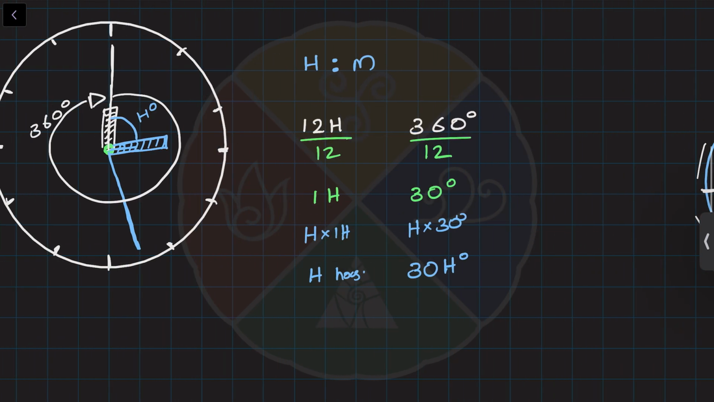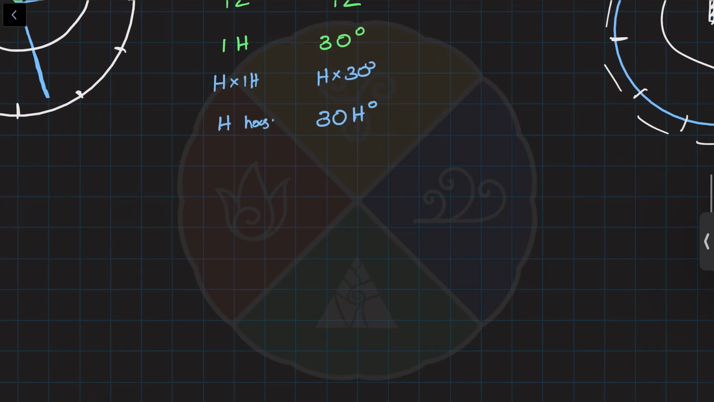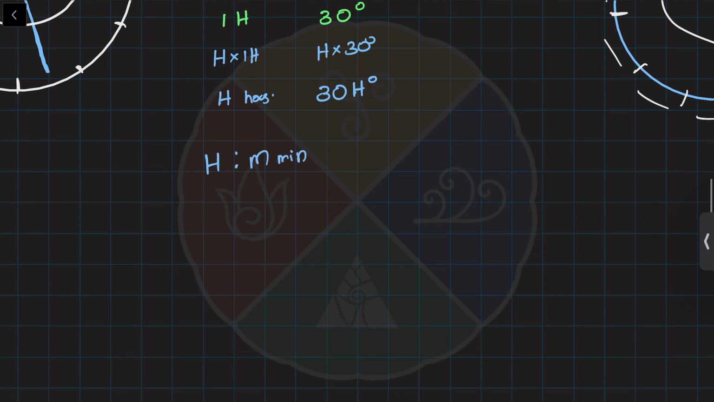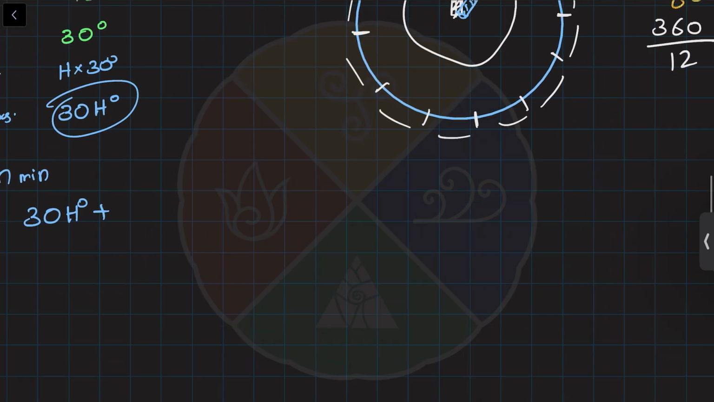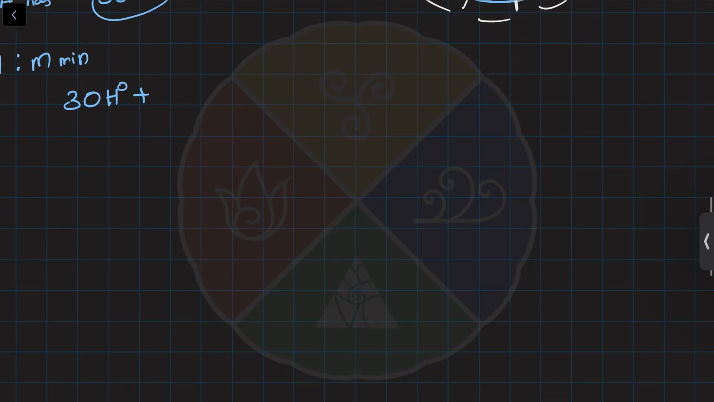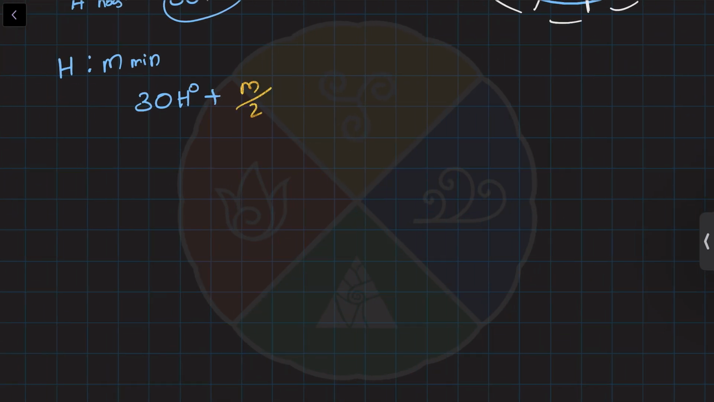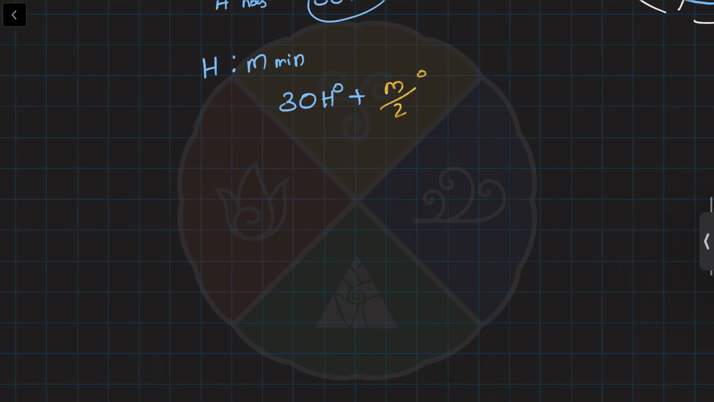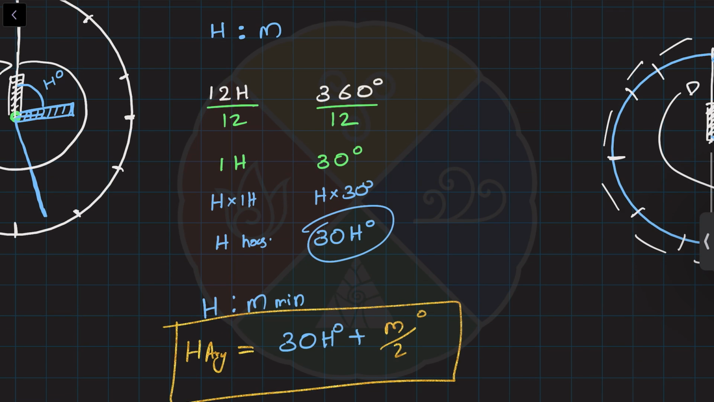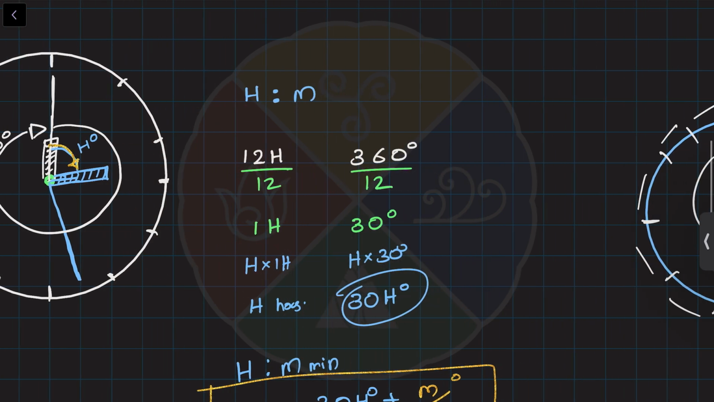So the actual distance traveled by the hour hand has influence from both hours and minutes. In h hours and m minutes, the hour hand is going to travel first 30h degrees and then another m/2 degrees. Even the second hand has some impact, but we have to stop somewhere, right? So we are stopping at the minute hand. So this is the angle covered by the hour hand. Let's call it the hour angle.